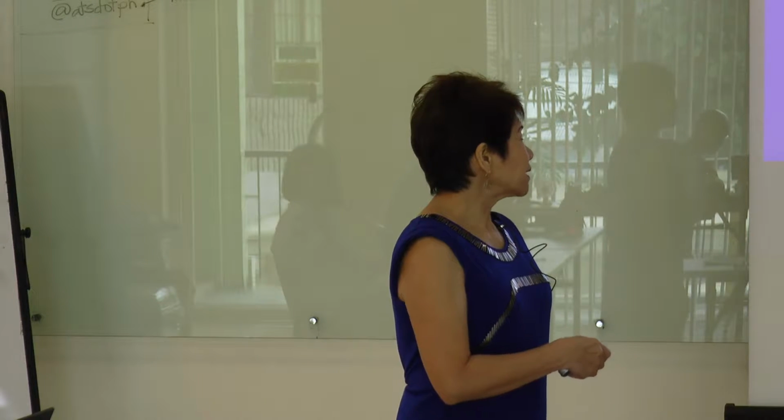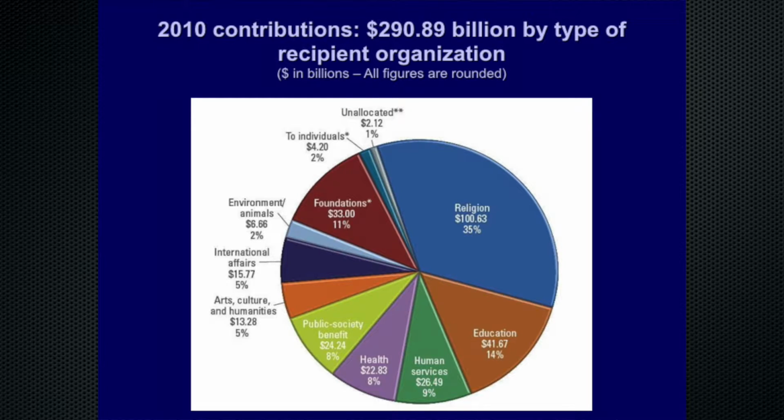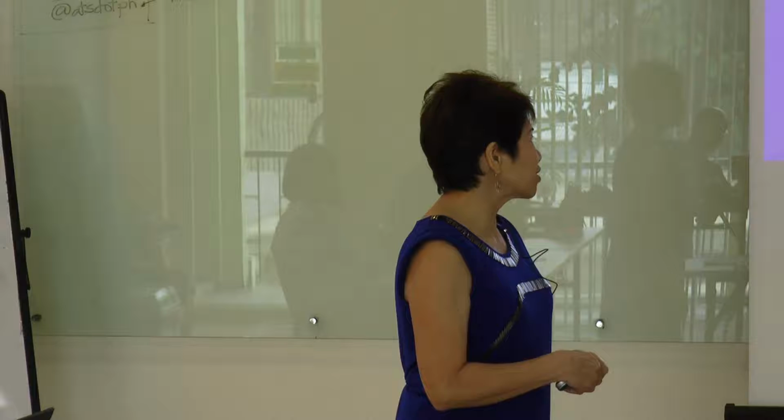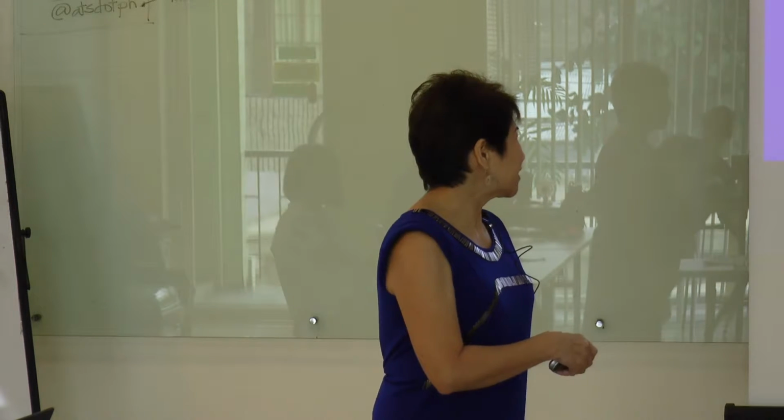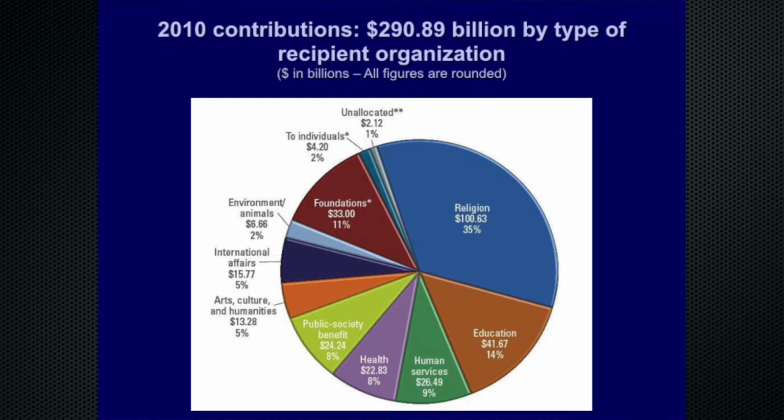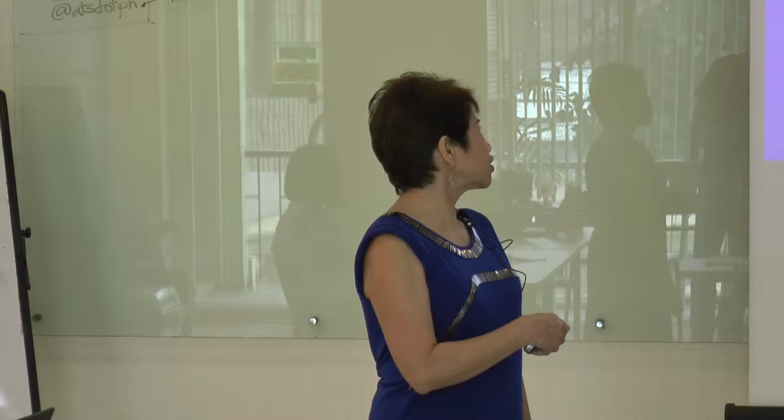Where do they give? Where do the contributions go? The largest portion of the pie, 35%, goes to religion. Second is education. So I think ATS is in the right business. We're in religion and we're in education. And the rest are distributed among human resources, health, foundations, public society, international affairs, arts, and culture. So people still give to religion, they give to churches, they give to education.